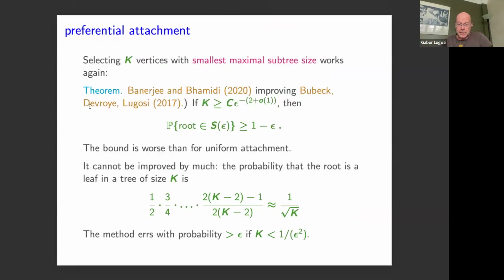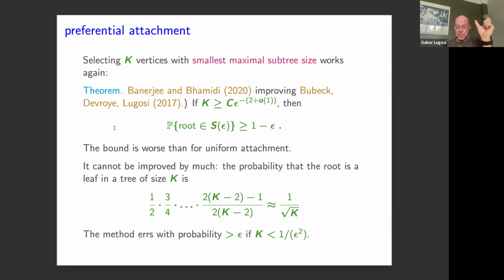So what happens in preferential attachment? Jordan centrality works in this case, and we proved something that was later improved by Banerjee and Bamidi, who showed that essentially if you take the size of the confidence set to be 1 over epsilon squared, which is quite a bit higher than the 1 over epsilon that we had for uniform attachment, then Jordan centrality works. Okay, so why is this worse? Well, it's worse because at least the method with Jordan centrality cannot be improved.